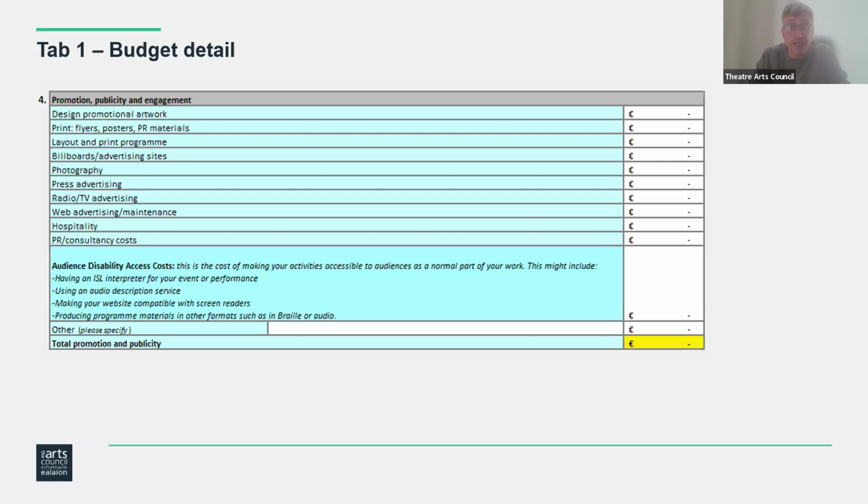You really need to think about how you're going to get the word out. And if you want to hit box office targets, you really need to invest in your publicity. And we just need to understand that you've thought about this. So talk to people about it, talk to resource organizations and venues about it, talk to ITI and Performing Arts Forum about it.